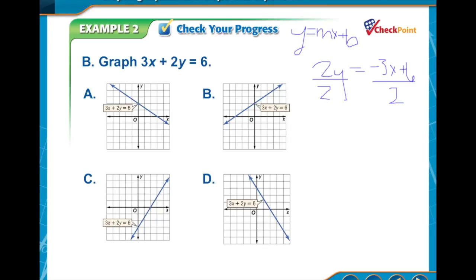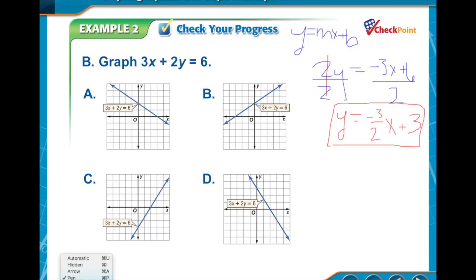Now, what happens next? If I change my color back to red, on the left, we will get just y. On the right, we get negative 3 over 2 x plus 6 divided by 2, but instead of writing that, I know this is actually a whole number. Half of 6 is 3. So this is my equation, y equals negative 3 half x plus 3.